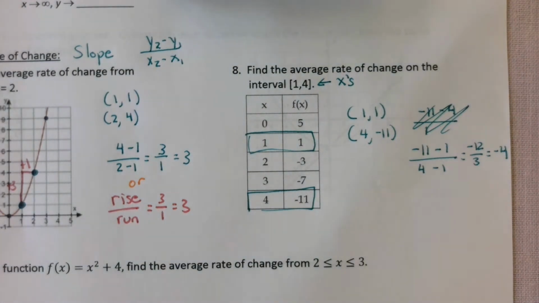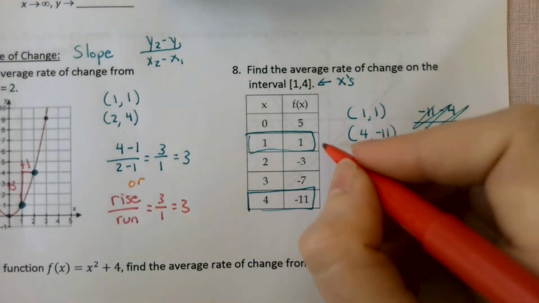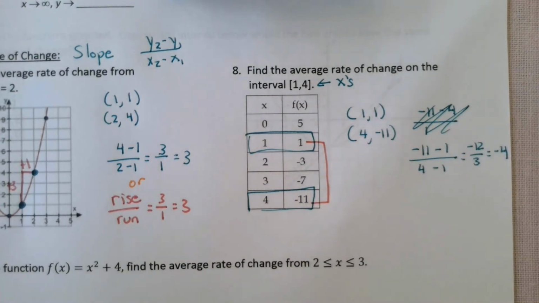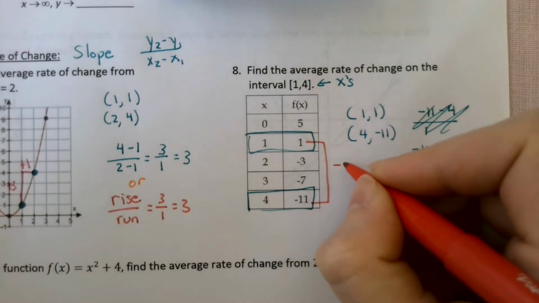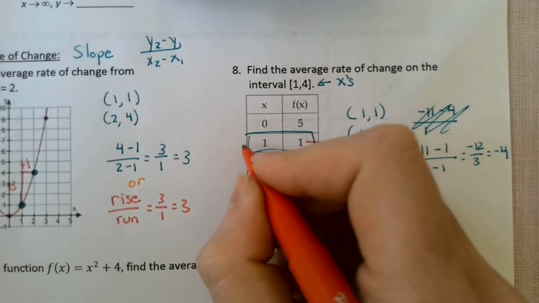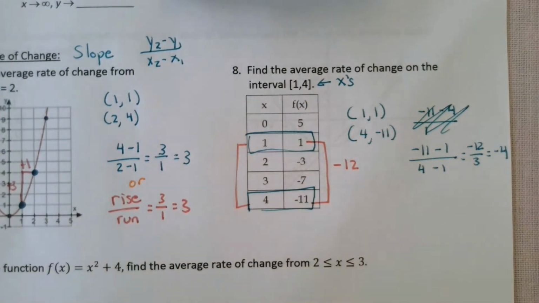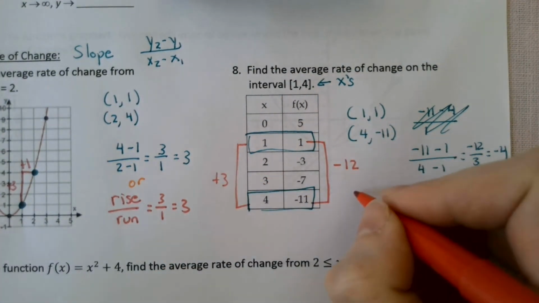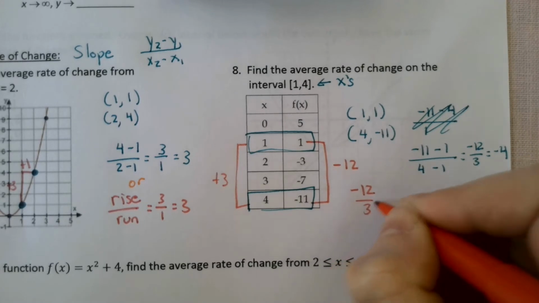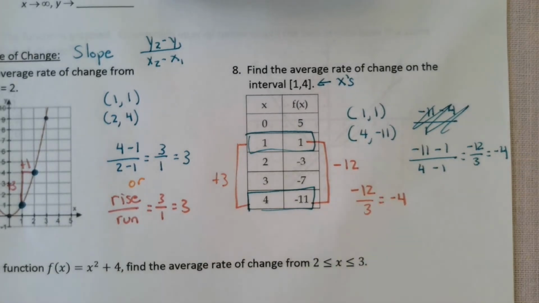The other way you can do it is, how do you go from 1 to negative 11? That's going to be negative 12. How do you go from 1 to 4? You add 3, okay? And then negative 12 over 3 will give you negative 4. So those are the 2 ways you can do it.